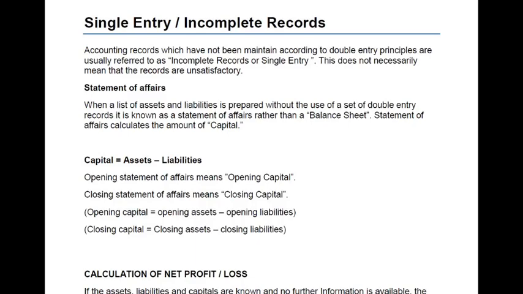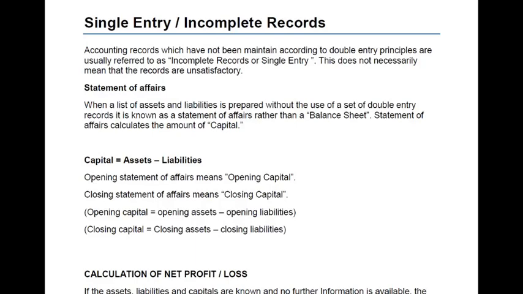In the latter case, where we do not have an accountant, what we need to do is hire an accountant at the end of the year for a few days or weeks and pay him some money, so that the accountant can prepare accounts for us using single entry concepts. So this is known as single entry.